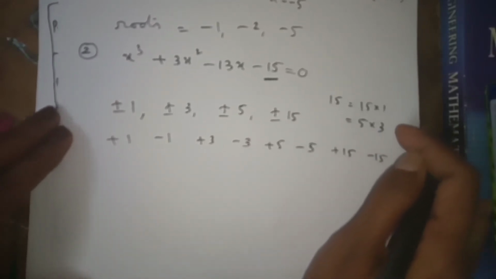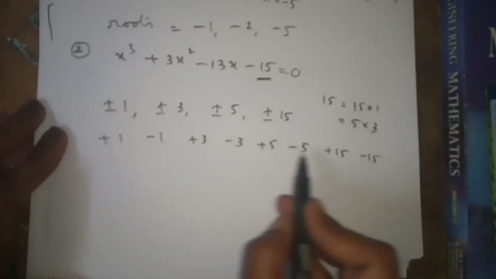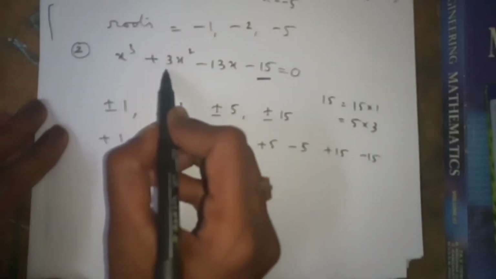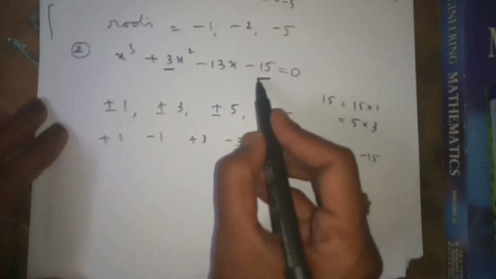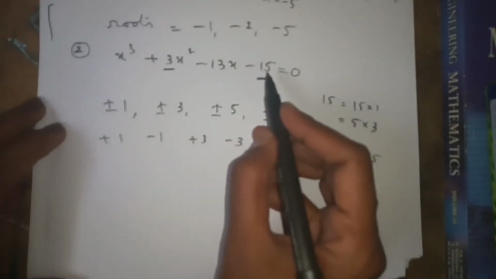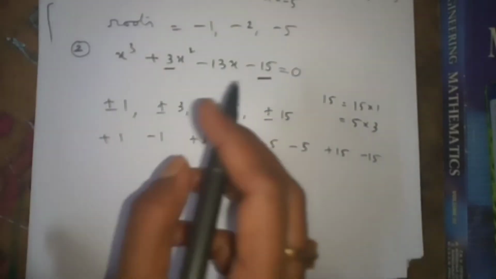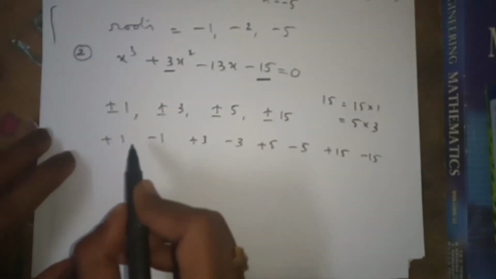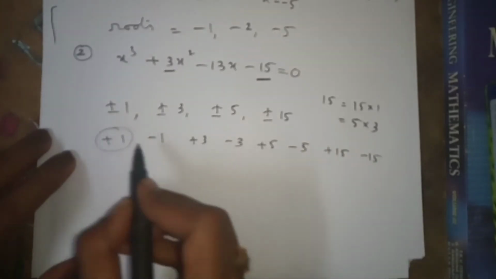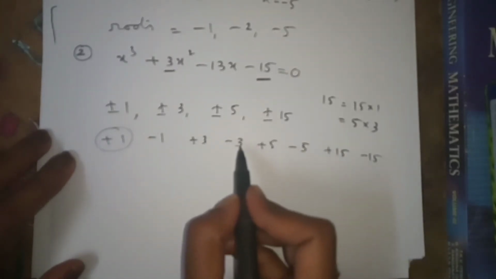Now we have to choose in such a way that the sum of any three numbers is equal to the coefficient of x square, and the product of any three numbers is equal to minus 15, along with the symbol. Remember, always take the coefficient of x square along with the symbol. Now how can you get it? The sum of the three numbers should be plus 3.